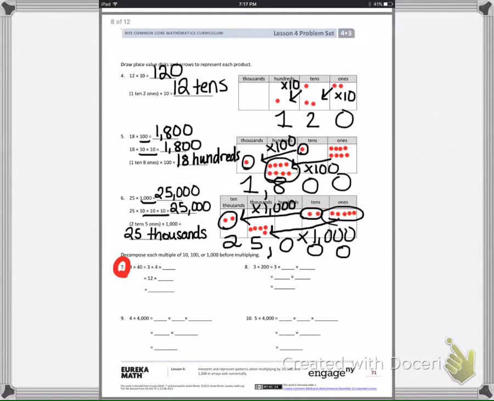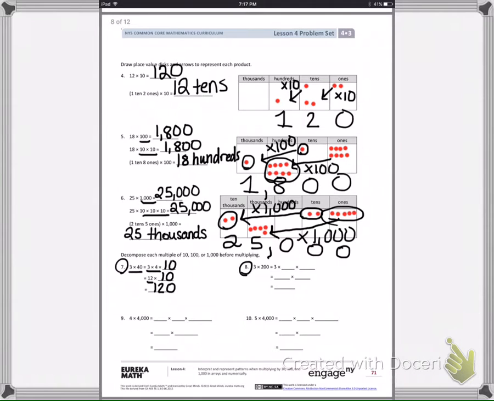Let's look at number 7. 3 times 40. It's the same thing as saying 3 times 4 times what? Well, 4 times 10 equals 40. 3 times 4 equals 12. We still have our 10. And 12 times 10 equals 120.